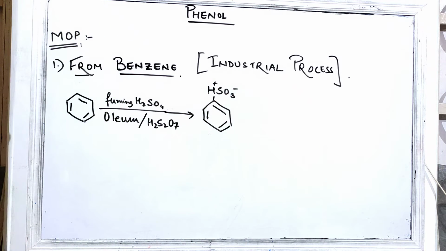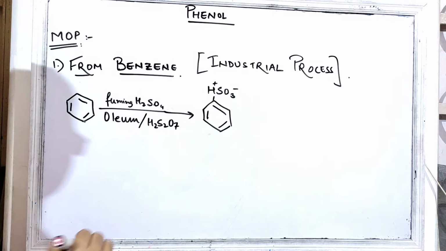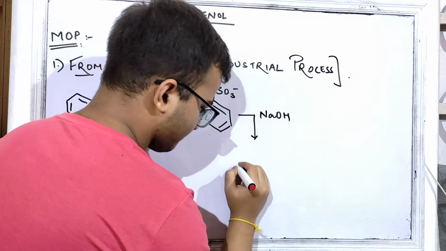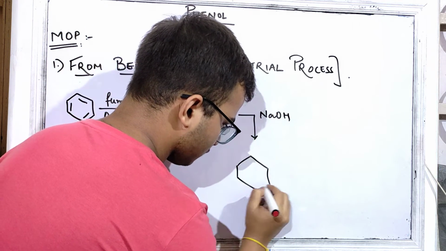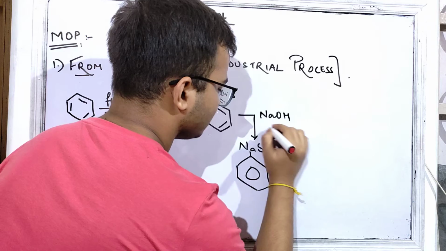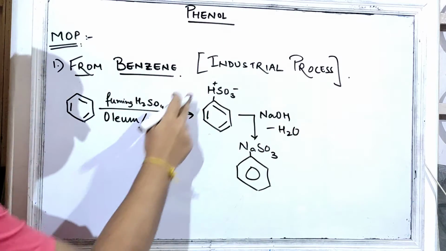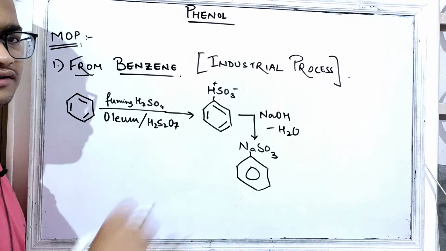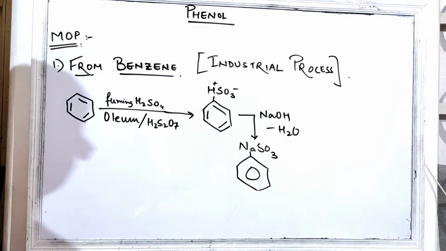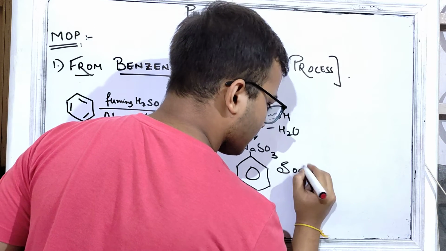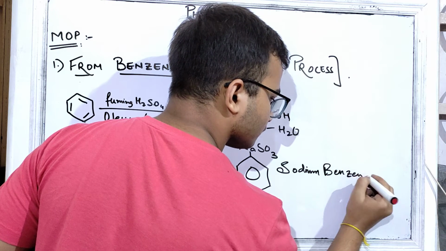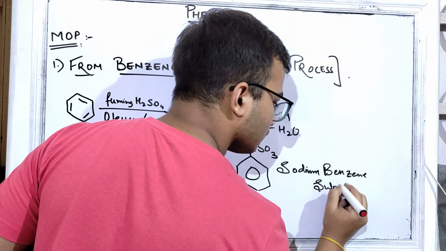Now when you treat it with sodium hydroxide, you get this: NaSO3, and as a result water is eliminated. This H plus combines with OH minus, so water is eliminated. Now this is called sodium benzene sulfonate.